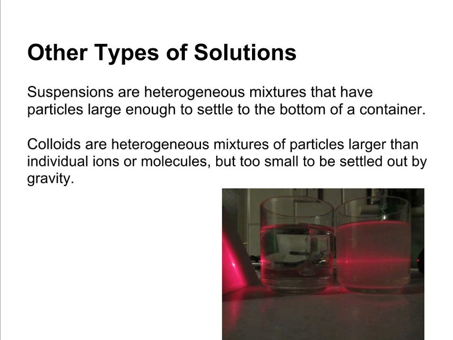If you stir it enough, the particles become suspended throughout the solvent, so that's where the name comes from. Colloids are heterogeneous mixtures of particles that are larger than individual ions or molecules, but they're too small to be settled out by gravity. So suspensions have the largest solute particles. Those will actually settle out to the bottom of a container. Colloids have the next smallest size of solute particles. They're not going to settle out to the bottom of a container, and you may not be able to see them. And solutions are just tiny molecules or ions that are dissolved throughout the solvent, and you can't actually see them.